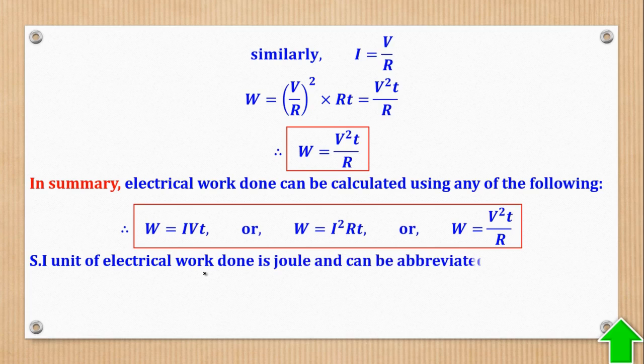The SI unit for electrical work done is the joule, abbreviated as capital J. When you're writing in full, it is small j. When you're writing it as a unit symbol, it is capital J. You must take note of that. Remember, in physics, SI units must be correct.